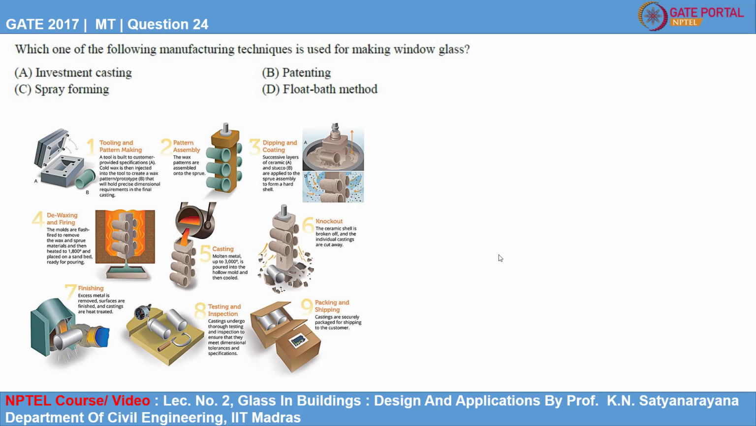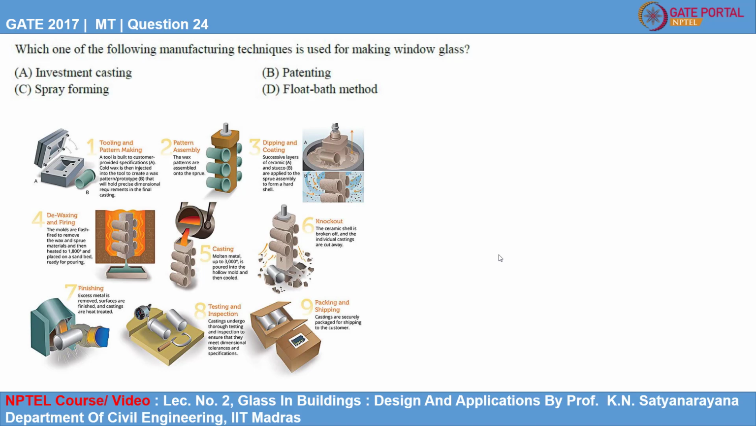So we do firing cycles to de-wax the pattern. The molds are flash fired to remove the wax and sprue material. Once the patterns are de-waxed, the molten metal is poured into the hollow mold and allowed to cool. Once the molten metal is cooled to room temperature, the ceramic shell is broken off, and individual castings are cut away. Later on, we do the post-processing operations like finishing, testing, inspection, packing, and shipping.